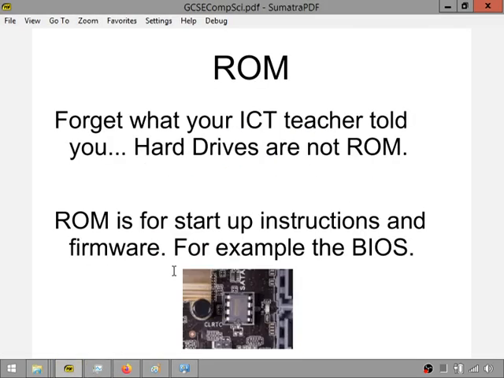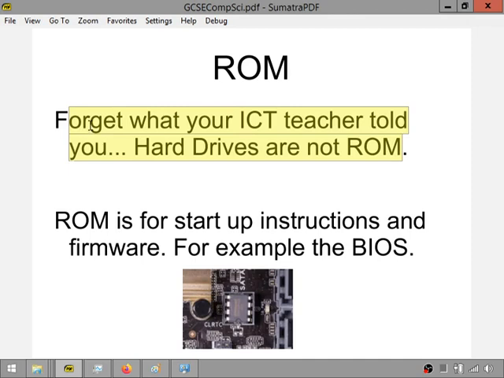Okay, finally, we're going to be talking about something called ROM. And I'm going to say, forget what your ICT teacher told you about ROM. Hard drives are not ROM. The reason why I say this is because there's a lot of misinformation there. There's a lot of ICT textbooks out there that say that hard drives are ROM. That is just completely not true, and there are a lot of misunderstandings as to what ROM actually is.